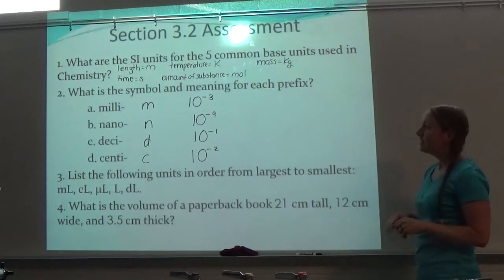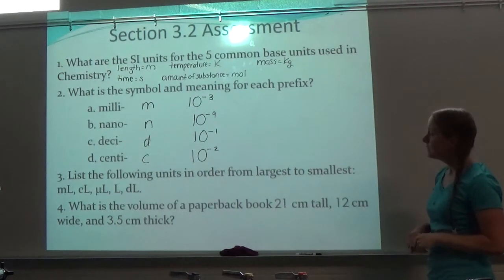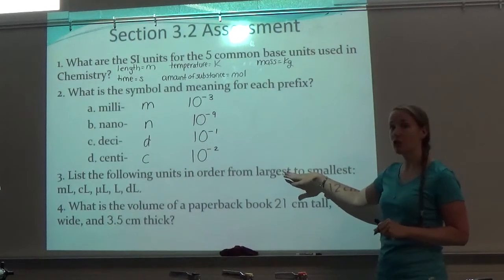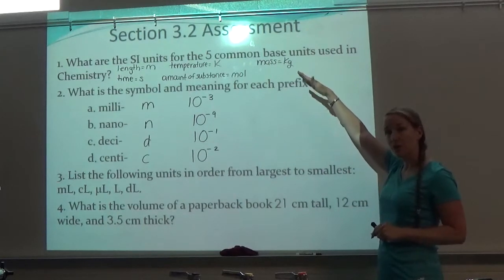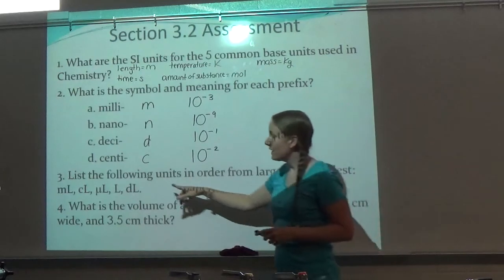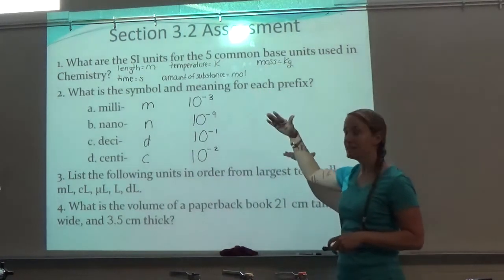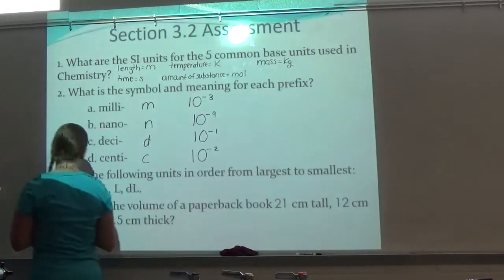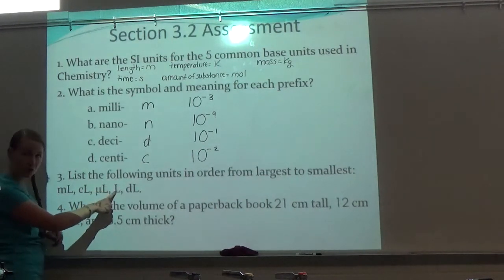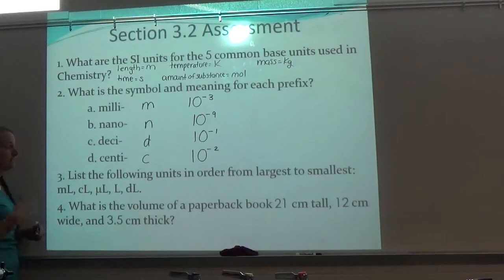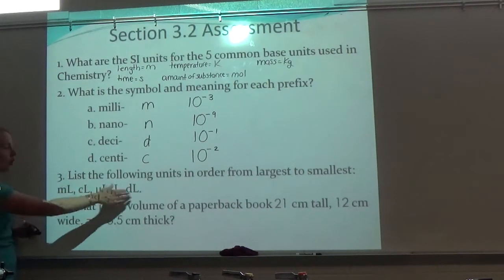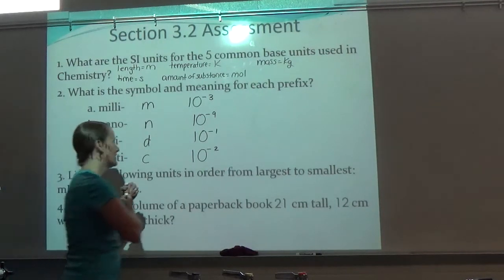All right, so number 3, it says list the following units in order from largest to smallest. If you're looking at your SI prefixes chart, the prefixes at the top are the large ones, and it goes smaller as you go down. So what you need to do is find these and find which one is the highest on your chart. So you have milli, centi, micro, the base unit, which is liters, and deci. If you look at your chart, the base unit, or liters, is above all the other ones. So our largest one in this case is liters.